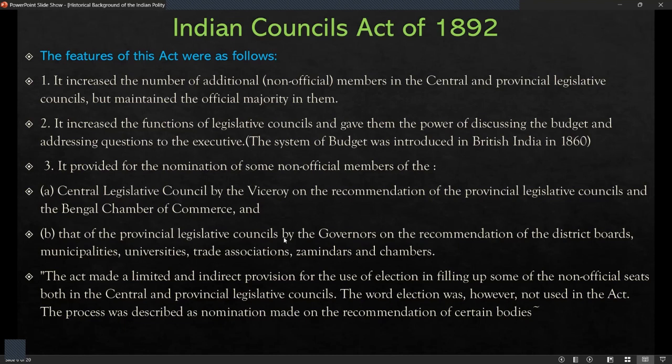The act made a limited and indirect provision for the use of election in filling up some of the non-official seats, both in the central and provincial legislative councils. The word election was, however, not used in this act. The process was described as nomination made on the recommendation of certain bodies. Now also we see that the Chief Justice of India or the Vice President are appointed on the recommendation of our president. So this process was started from here.